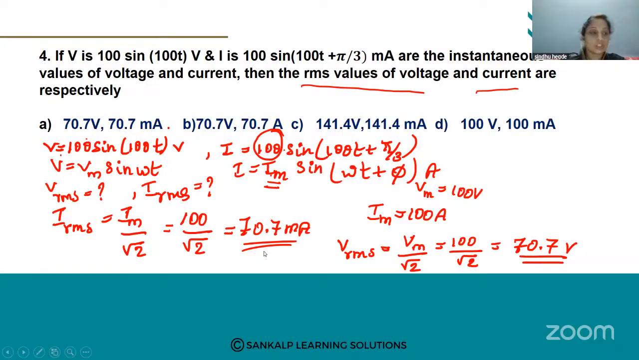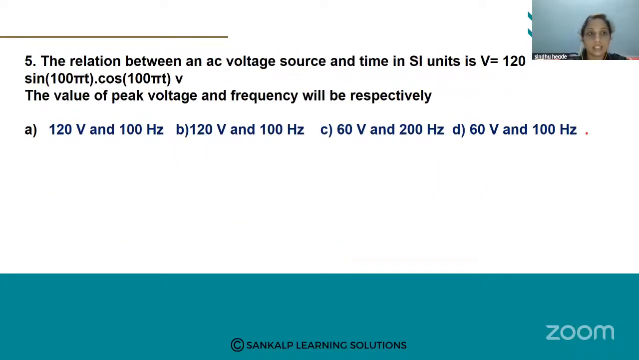Then which option is correct here? The first one is correct, that is 70.7 volt and 70.7 milliampere is the correct answer. Okay. Next, we'll see the next one.